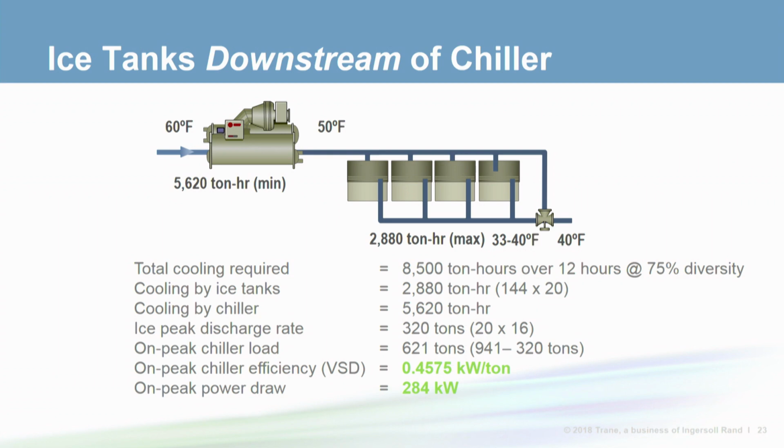The peak discharge rate for the tanks was determined to be 16 tons per tank, and with 20 tanks, that allows for a total ice discharge rate of 320 tons. The remaining 621 peak tons will be handled by the chiller. At a 0.4575 kilowatt per ton, that results in 284 kilowatts.